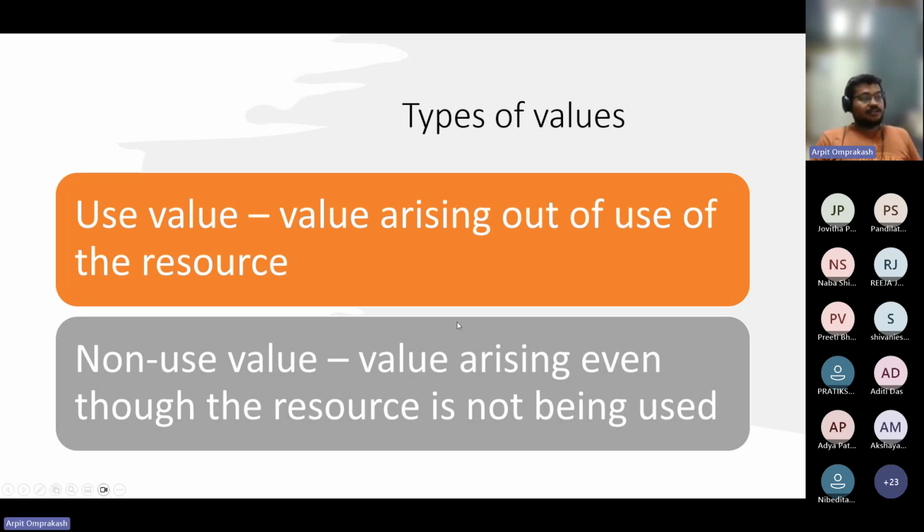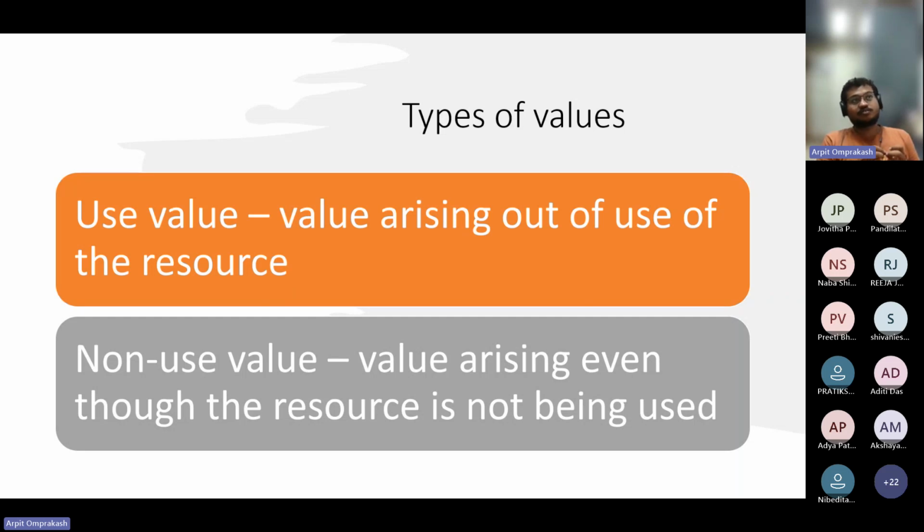Non-use value, on the other hand, is the value that arises even though the resource is not being used. You might not directly be using a resource, but you might still be deriving some value out of it. For example, just the fact of knowing that there are all sorts of different organisms and all sorts of different animals and birds and plants all around us gives us some sense of joy, gives us some sense of wonder.